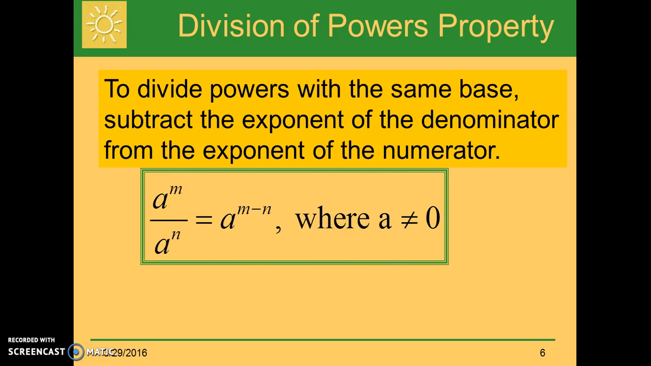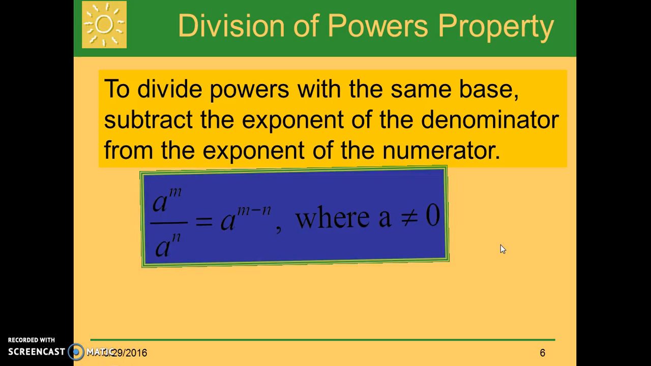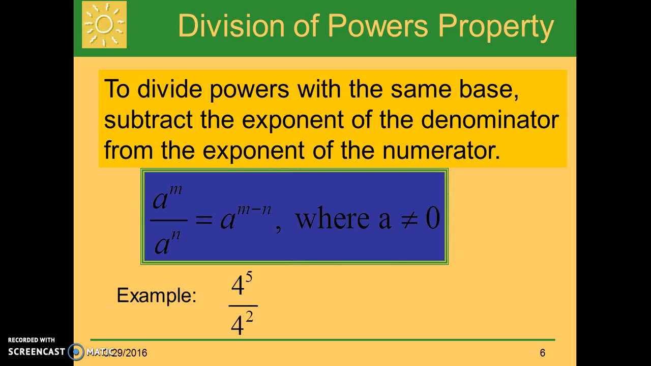Okay, and here's what the rule looks like. Again, notice the base is the same. If there's division involved, we will subtract the exponents. Now it says where a does not equal 0, that means we can't have 0 as a base. That doesn't apply to this rule. Okay, so one more example before we do our notes. If we have 4 to the 5th divided by 4 to the 2nd, they have the same base of 4, so I keep the base of 4, and then I subtract those exponents. So 5 minus 2 would make 4 to the 3rd power.